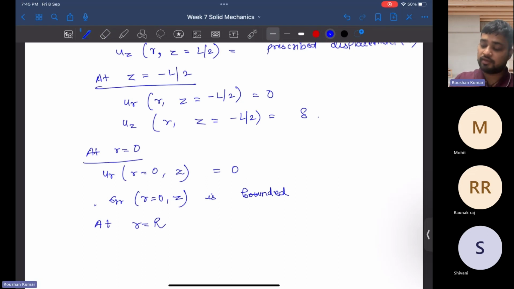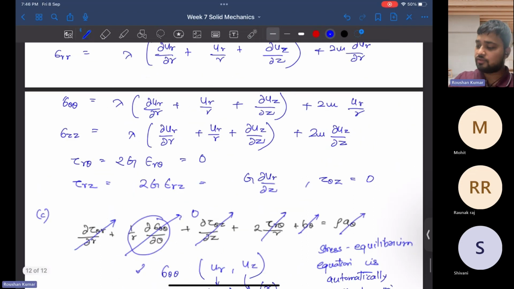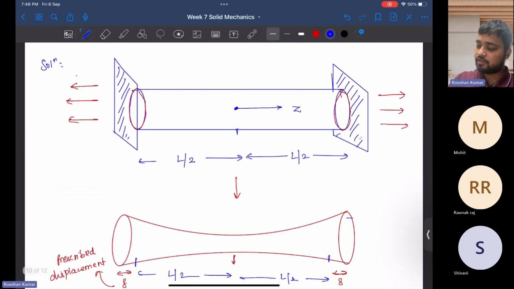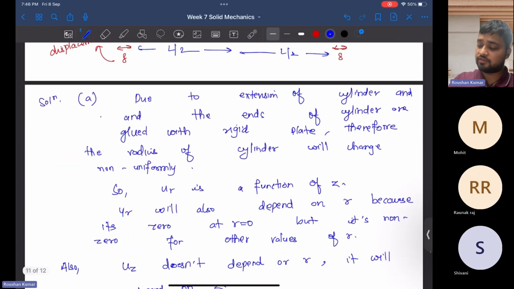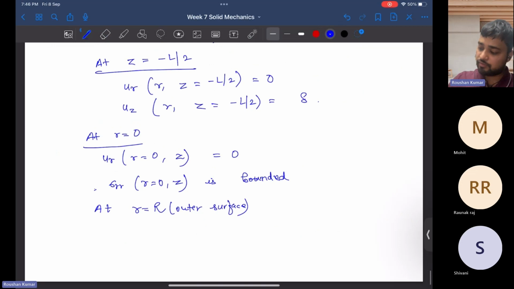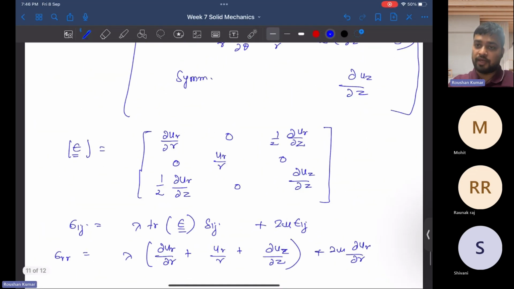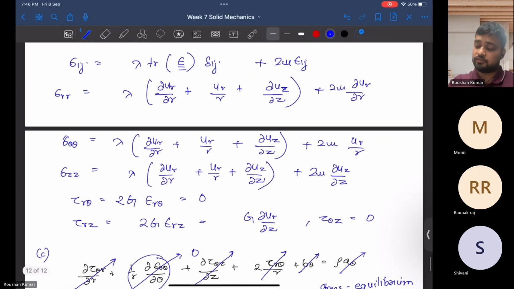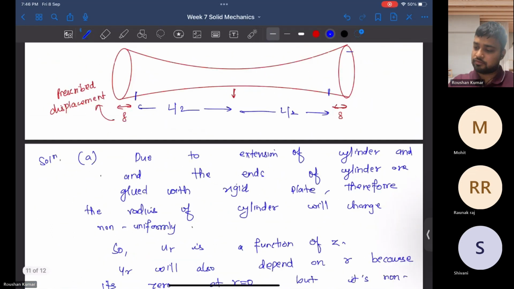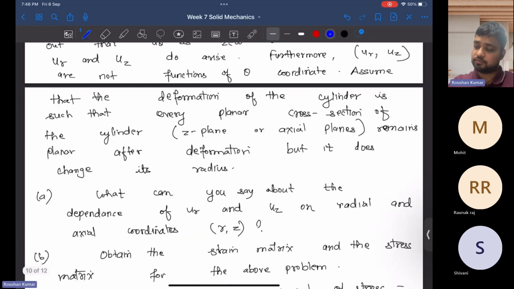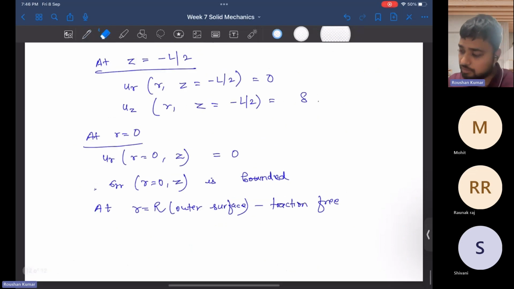When we say at r equal to R, that means at the outer surface. So the outer surface is actually traction free. There is no traction, there is no stress, there is no external boundary force acting on the surface part. So this is basically the traction free boundary condition. Okay, so these are the boundary conditions which will be applied to solve this deformation problem. So this is all about question number 4. Now let's move to the next problem, that is problem number 5.